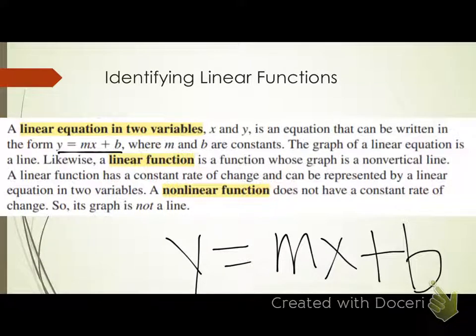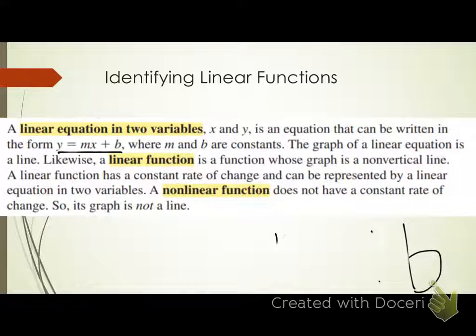A linear equation in two variables, x and y, is an equation that can be written in the form y equals mx plus b, where m and b are constants. So m and b are just numbers. That's what a constant is. Okay? The graph of a linear equation is a line, go figure. So good thing you guys said line when you hear linear.